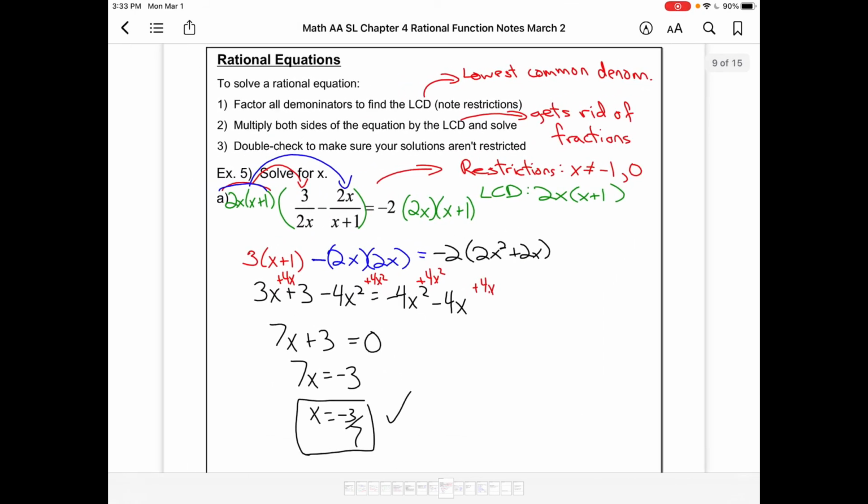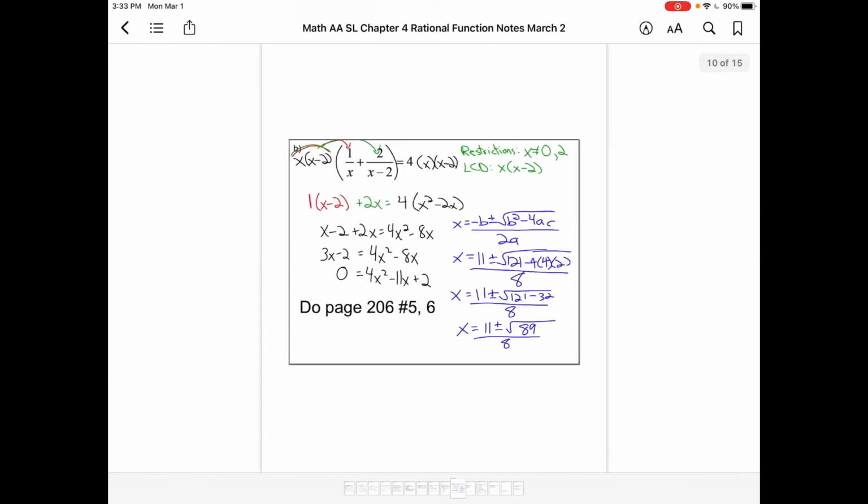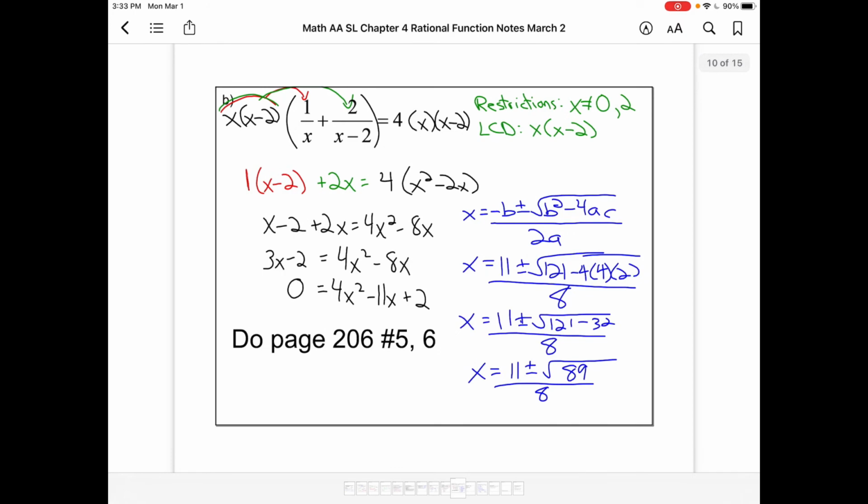Then we got to rational equations, for which we found a common denominator, and then multiplied both sides by that common denominator so that we could get out of fraction land as quickly as possible. We always check to make sure that our solutions aren't restricted values.